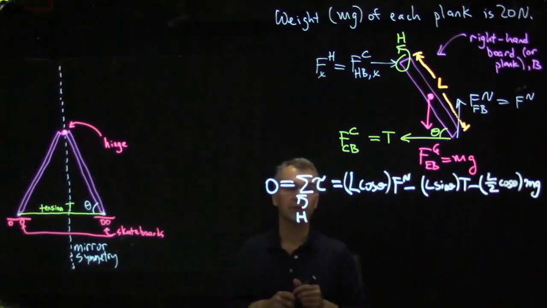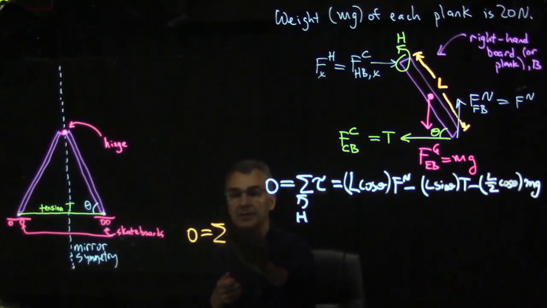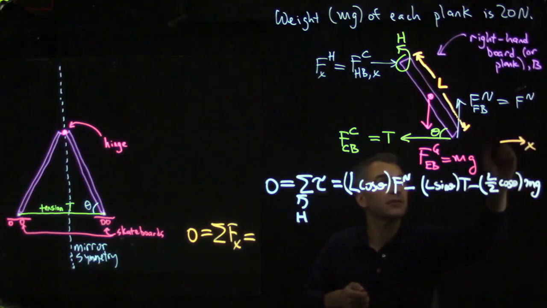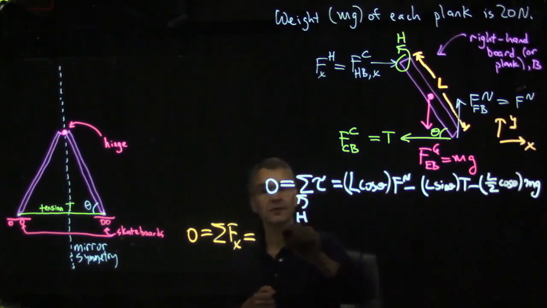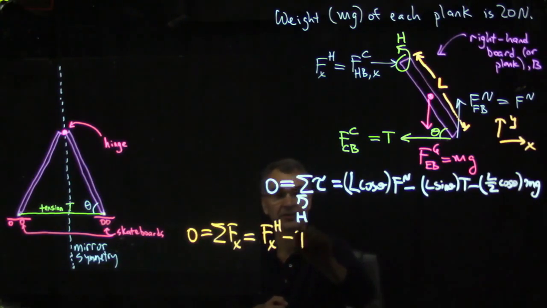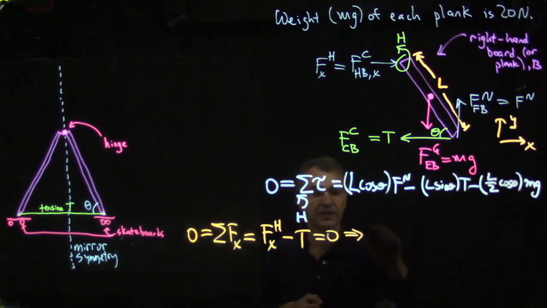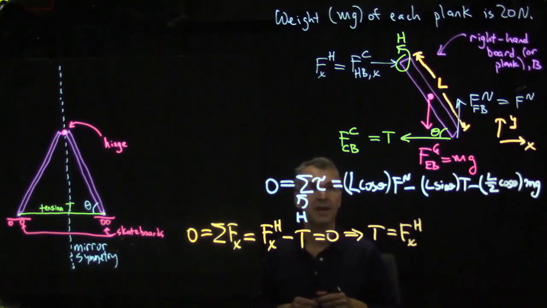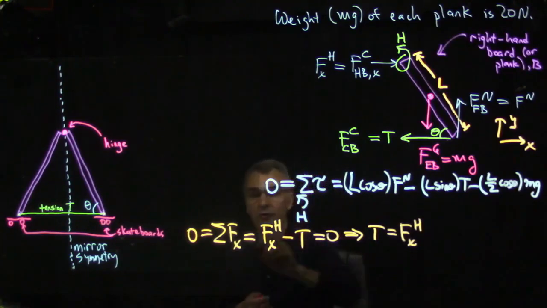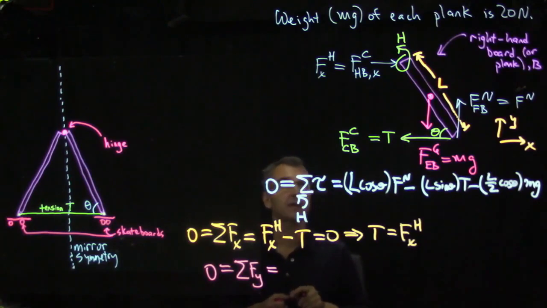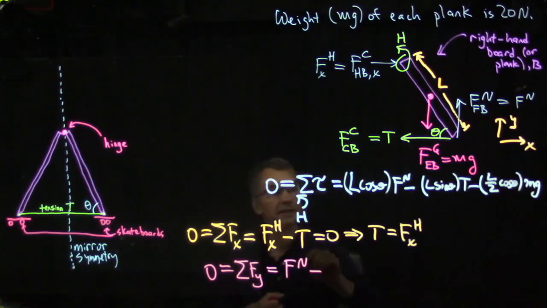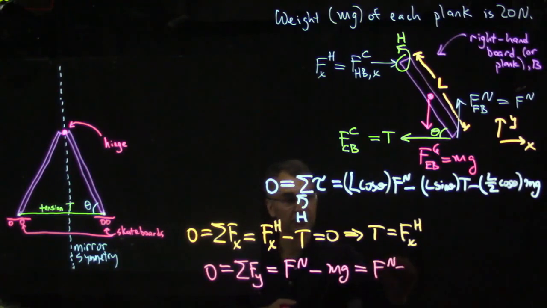Next, let's try the sum of the horizontal forces acting on the beam. So I do right minus left usually by convention. To the right we have the horizontal force exerted by the hinge, and to the left we have the tension. So that's pretty easy. We just get that the tension is the same as the horizontal force exerted by the hinge. Same magnitude, opposite direction. Next, let's try the vertical forces. So I usually do up minus down. In the up direction, we have the normal force. In the down direction, we have just the weight, and that's it. That tells us that the normal force just equals the weight.